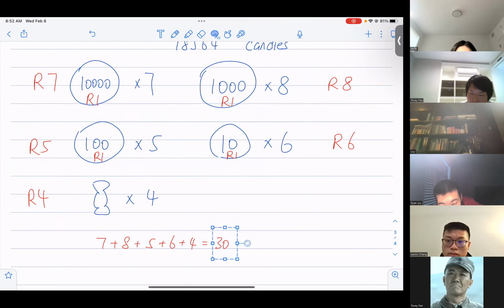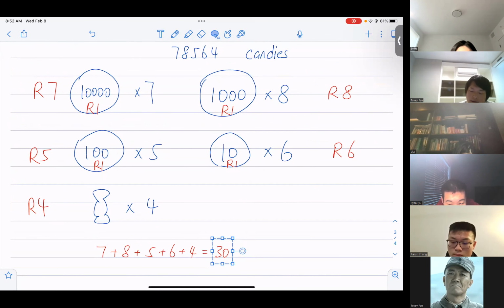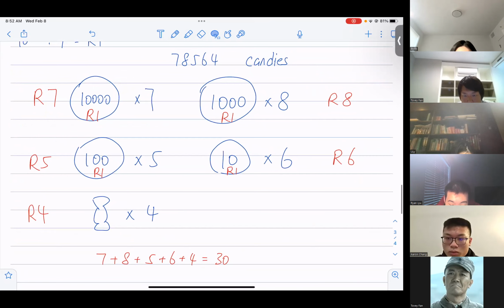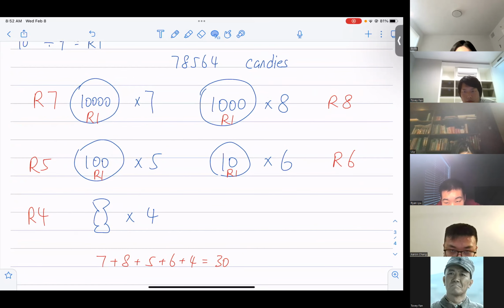We have 30 candies. And if this can be divided by 9, then of course everything can be divided by 9. And if this cannot be divided by 9, then everything cannot be divided by 9, right? So that's why the digit sum tells you whether or not a number can be divided by 9. Okay, see if that makes sense? So Aaron, does that make sense to you?